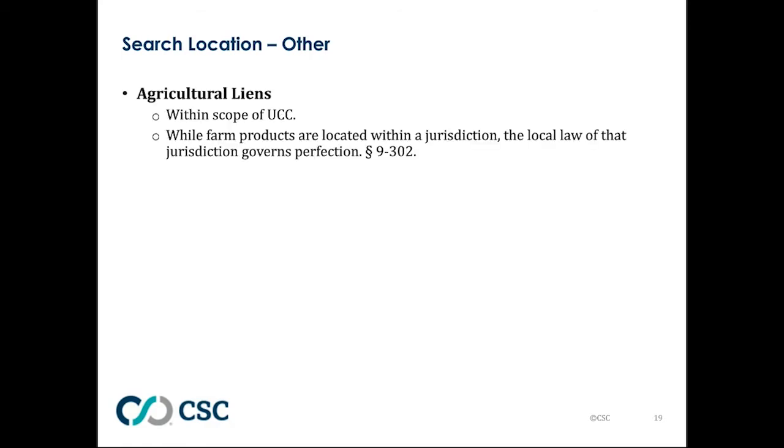There's one other thing I want to cover, or a couple other things I want to cover about determining search location. The scope of the Uniform Commercial Code includes agricultural liens. Agricultural liens are different from a security interest in farm products. A security interest in farm products is a normal, old, run-of-the-mill security interest. The debtor grants a voluntary, consensual interest in the farm products to a lender or other party to secure payment or performance of an obligation.